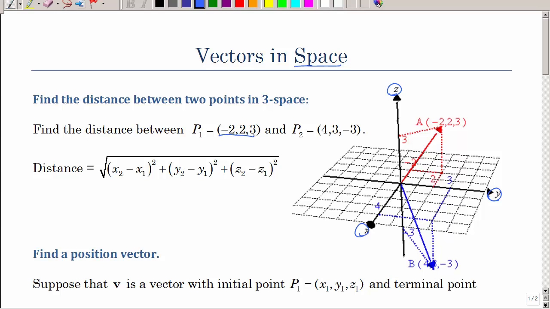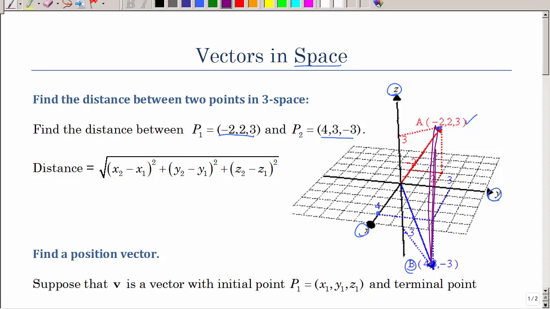If we plot a point (-2, 2, 3), that means we would go -2 in the x direction, +2 in the y direction, and up 3 in the z direction, and that's point A. Then follow the same thing for the second point. We would go 4 in the x direction, 3 in the y direction, and then below that plane, negative, and this would be point B. What we're trying to find is the distance between those 2 points.